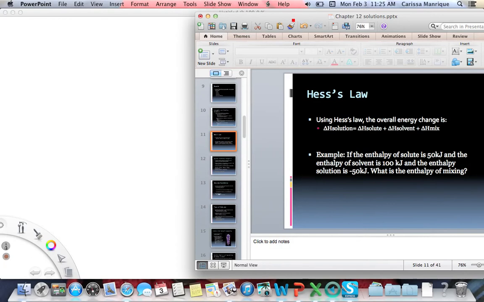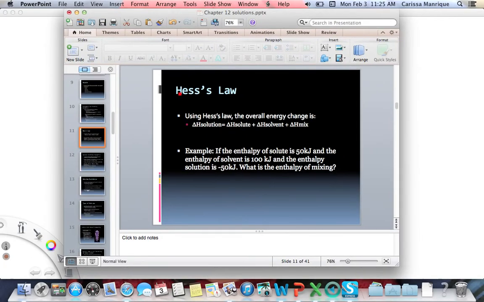So here is Hess's law. Remember, where you could add up all the different enthalpy. Enthalpy is delta H. Remember, that is just the energy in form of temperature, basically, to make and break bonds. So we're just going to add all of them up. So we need to look up how much energy it takes to break the solute bonds, intermolecular forces. How much energy does it take to break the solvent intermolecular forces? And then how much energy does it take to form the mixture, so the solvent-solute bonds? So here's an example here.